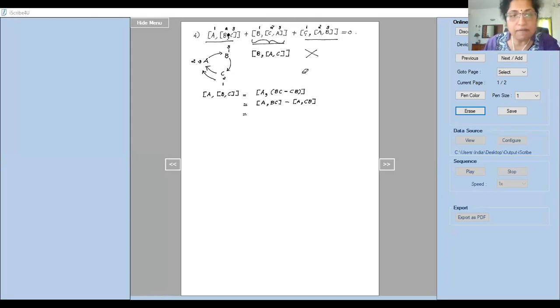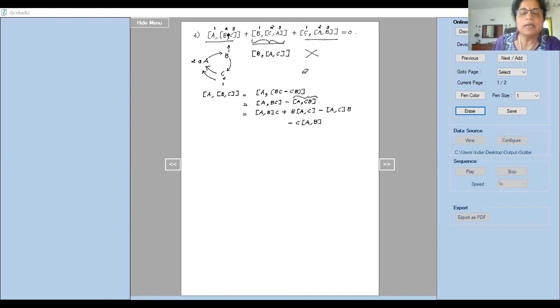Now, this itself using property 3, you can write it as [A, B]C plus B[A, C], right? And this second term will become minus. Here you will have, what is it? [A, C]B minus C[A, B].